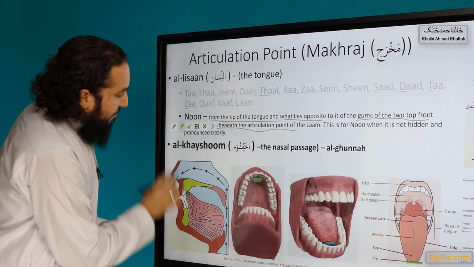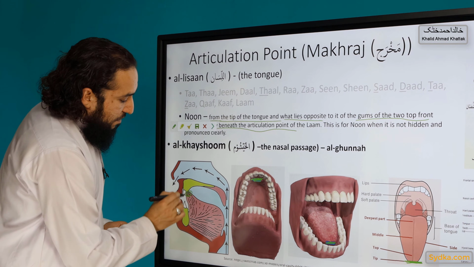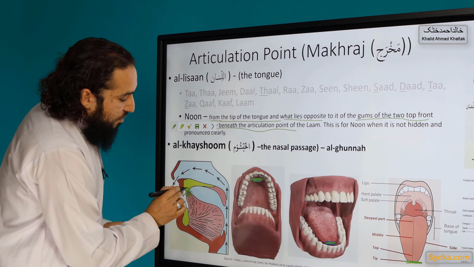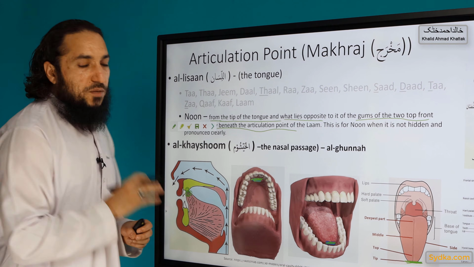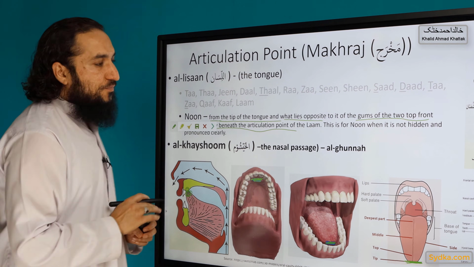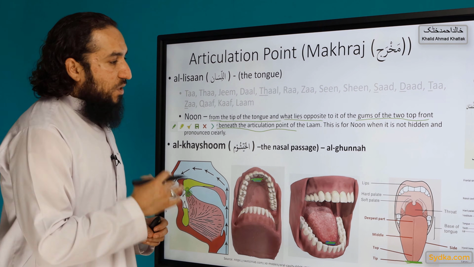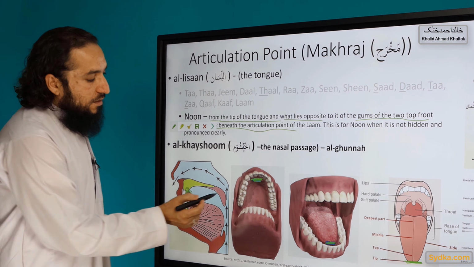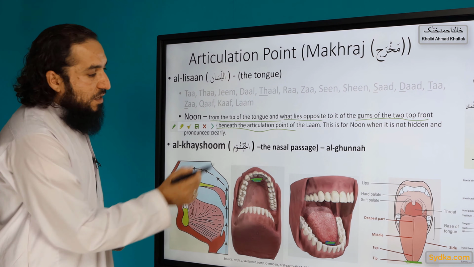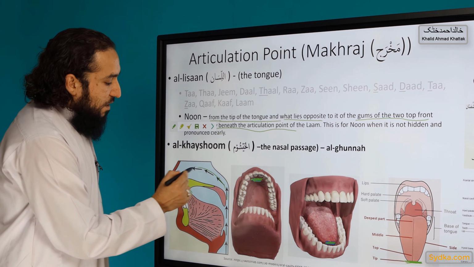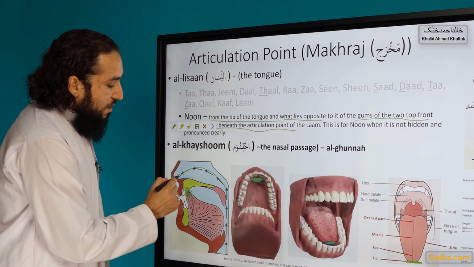So you can see here, that's the tip of the tongue and the gums of the top two incisors. This is when the noon is pronounced clearly. In the other case, when it has ghunna attached to it, then the articulation point is al-khayshum, the nasal passage. Then the sound goes through that as well.